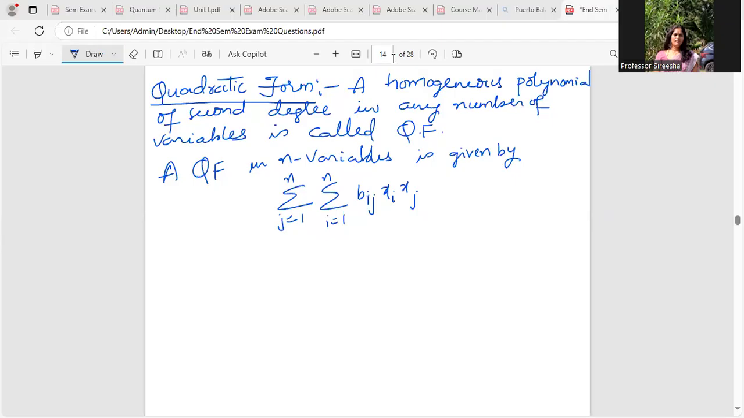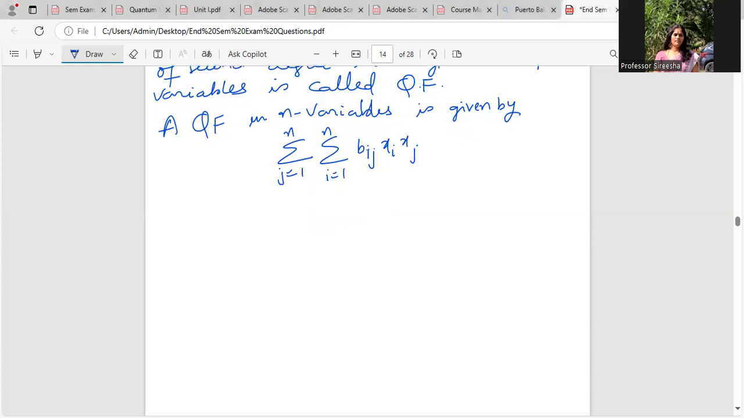Okay. So one more topic in matrix theory would be quadratic forms. What's the definition of a quadratic form? A homogeneous polynomial of second degree in any number of variables is called a quadratic form. Usually you can be asked to define a quadratic form for 1 or 2 marks. A quadratic form in n variables is given by this equation, right?